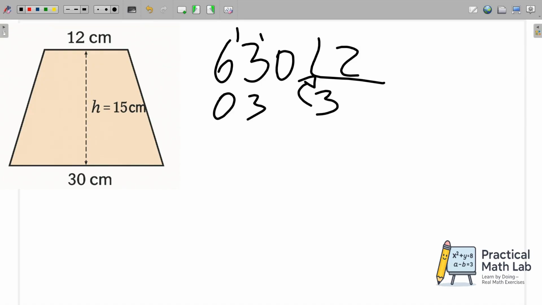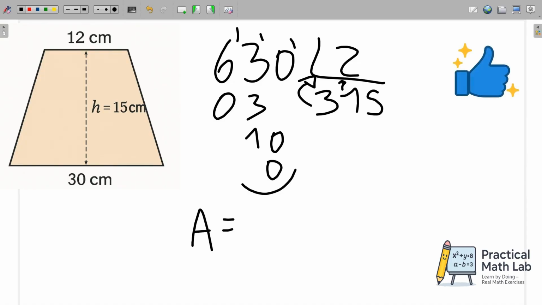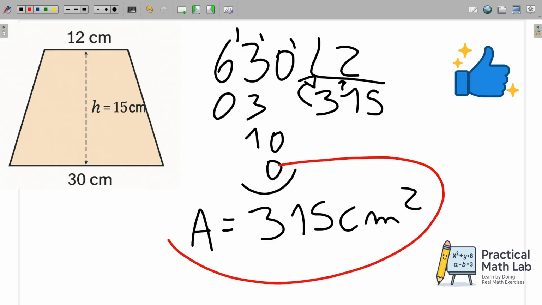3 divided by 2 is 1. 1 times 2 is 2. Subtract from 3, 1. Bring down the 0. 10 divided by 2 is 5. 5 times 2 is 10. Subtract from 10, 0. So, the area is equal to 315 square centimeters. That's the answer. Quick and easy.